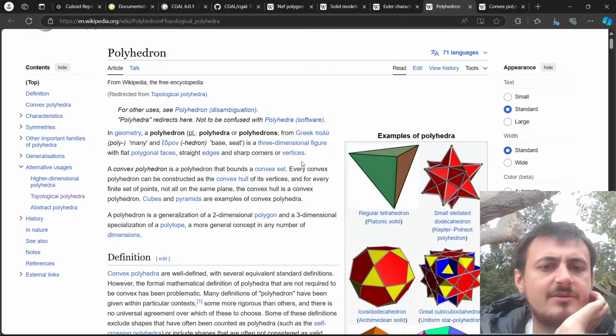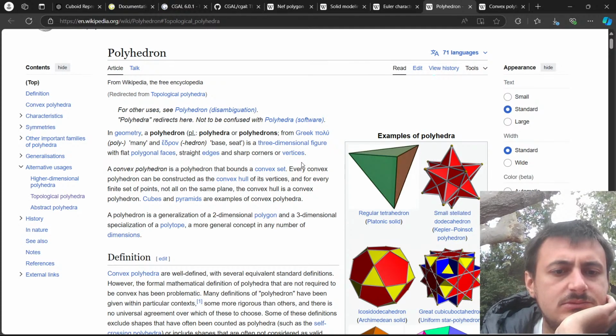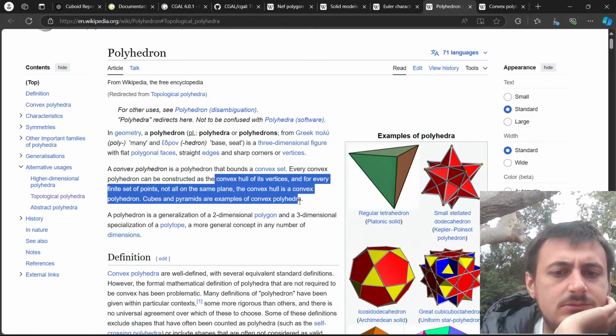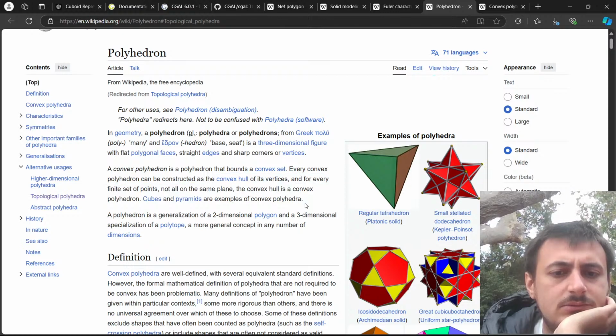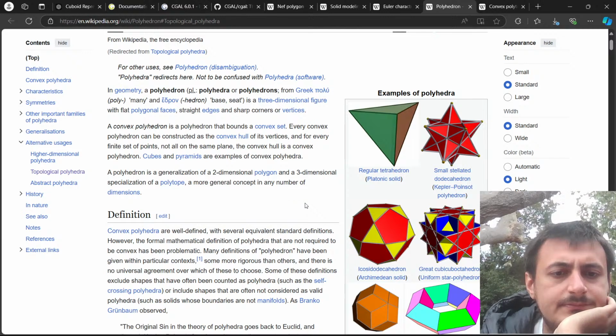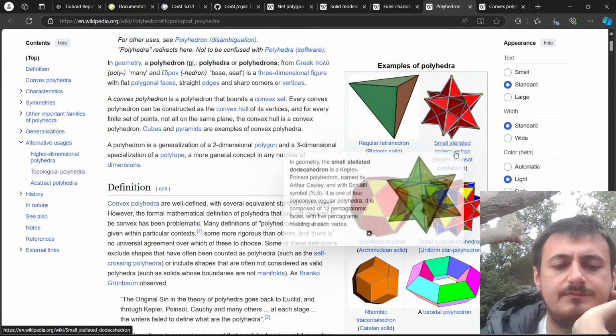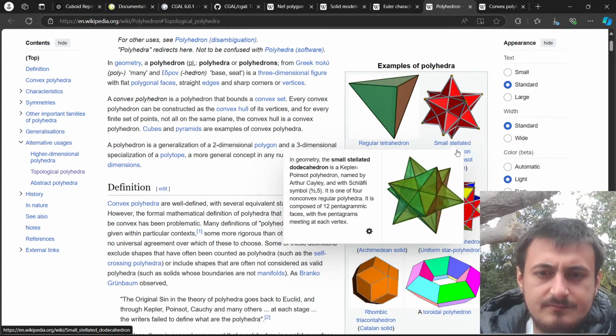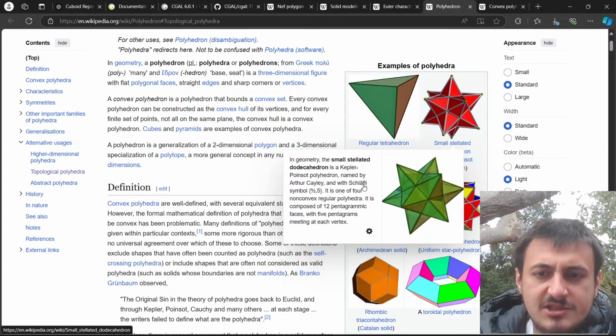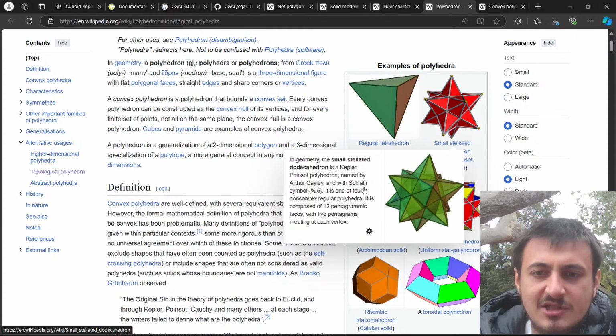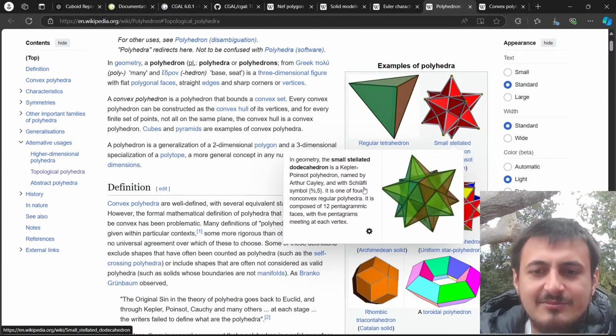Every convex polyhedron can be constructed as the... so this is obviously not... Schläfli, Schläfli symbol.